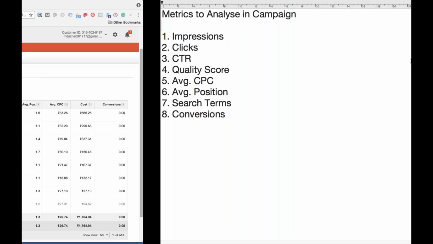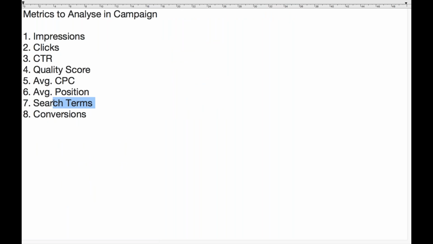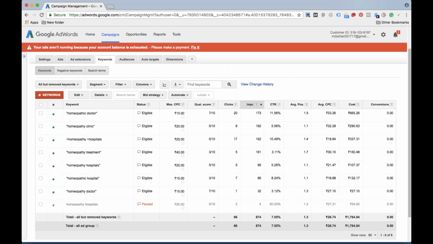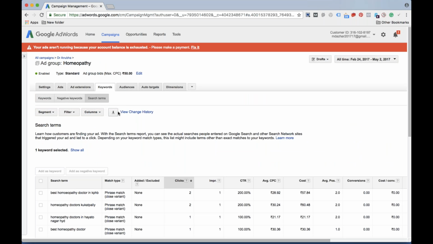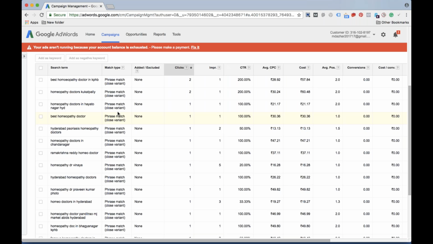So a very, very important metric I want to clarify here is the search terms. A lot of people get happy because for the keyword homeopathic doctor, I got 20 people, it's very nice. But actually it's very important to see whether the people who came to your website, who searched 173 times, out of which 30 people clicked, are really looking for your exact keyword or for some other keyword. Let's see. Select this keyword and click on search terms. Now I will get some volume of data explaining what people have searched for.